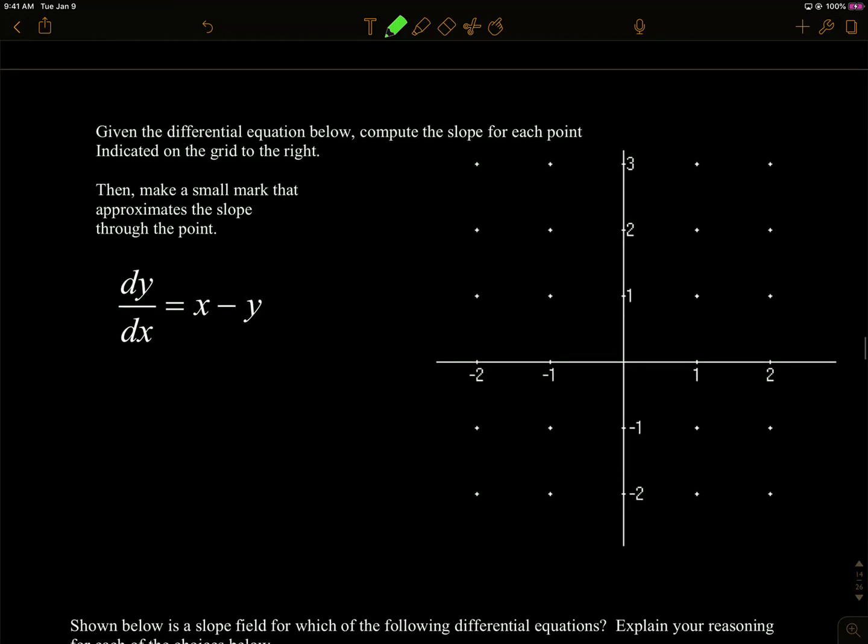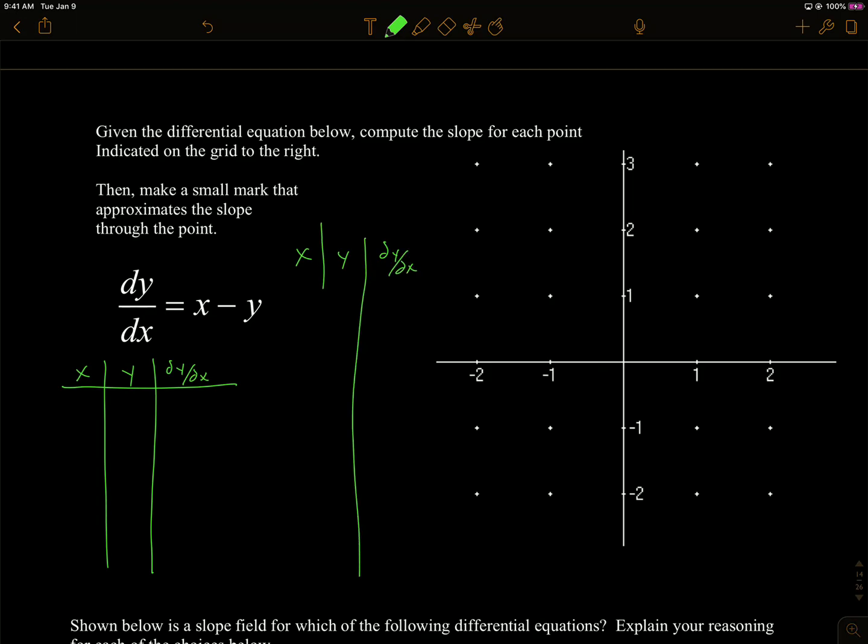All right, so let's try another one. So here's our new differential. Here's one where x and y will matter for each point here. So again, you got to make a table of values. I'm going to leave myself some space in case I need another table over here. So we're going to start with the point -2, 3. I'll start with these over here.